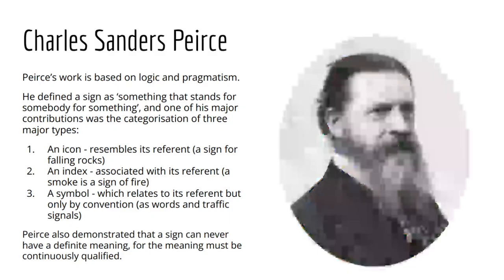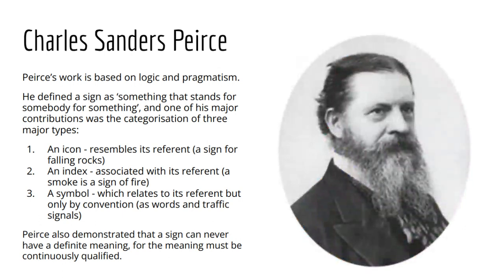Charles Sanders Peirce's work is based on logic and pragmatism. He categorizes signs into three major types. An icon resembles its referent. An index is associated with its referent. And a symbol relates to its referent only by convention.